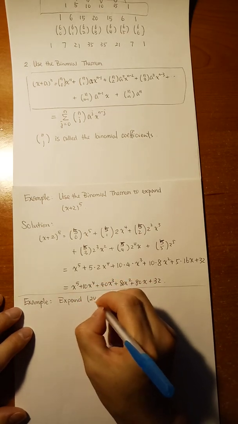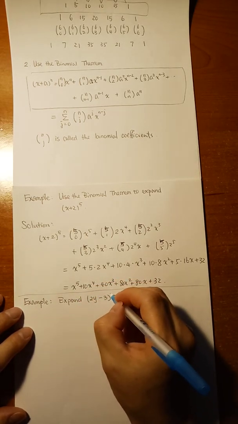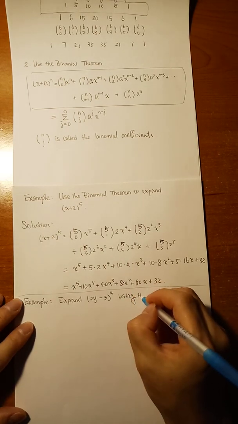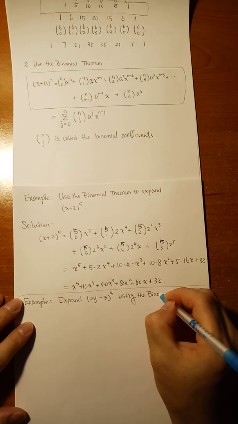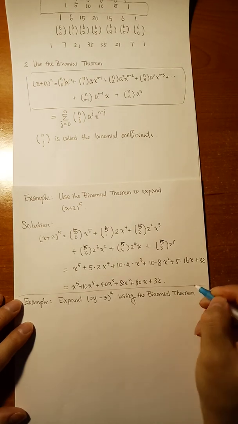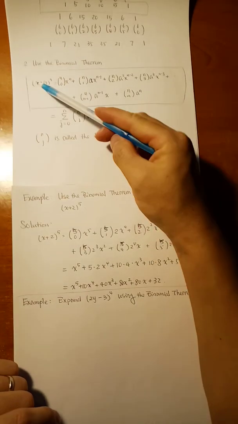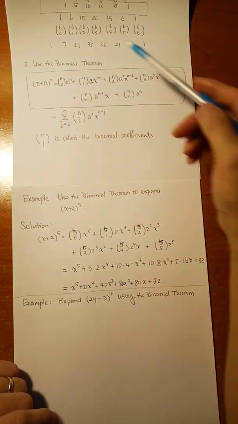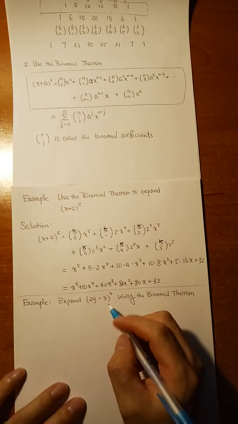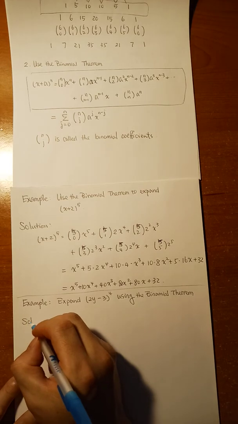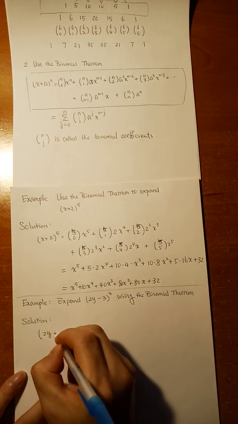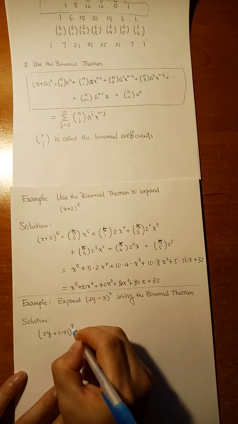Expand (2y − 3)^4 using the binomial theorem. The binomial theorem, be careful, is always (x + a) to the nth power. Here, 2y − 3 means 2y plus negative 3. So a is negative 3.